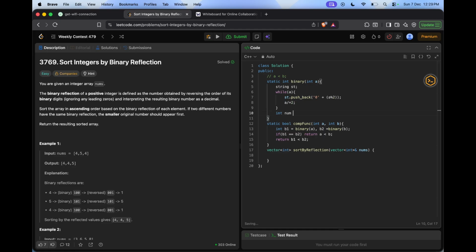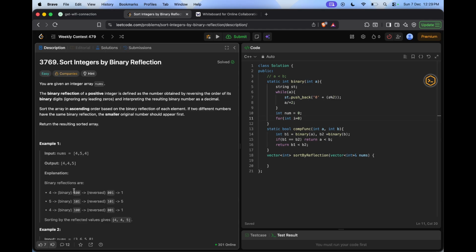Now for num, the number represents the binary reverse string in decimal. What happens with the number? This 4 is actually 100, and what is inserted inside the string? First 0 is inserted, then 0 is inserted, then 1 is inserted. So it is 001 inside the string. Alright, now for the 0th index, we want it to be 2 to the power of the maximum number of bits.